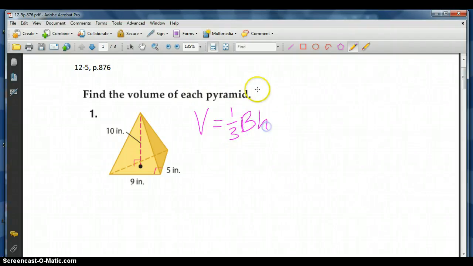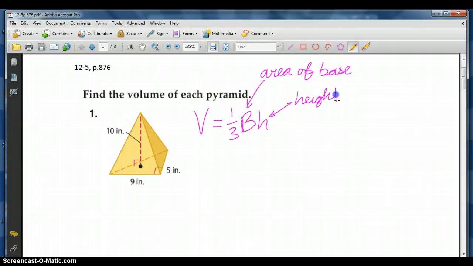Capital B H. Capital B stands for area of the base, and the H is the height of the pyramid. So, we're given the height, and once again, the height has to be measured perpendicular to the plane that the base is on. So we want this height right here, which will go directly straight up to the vertex point.